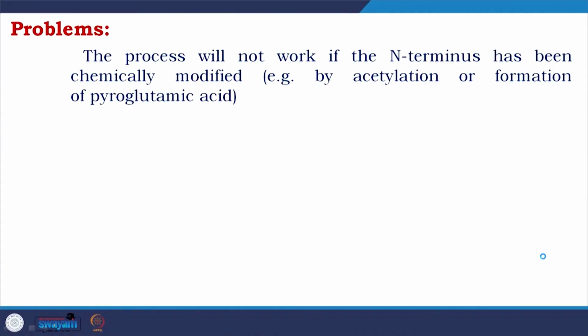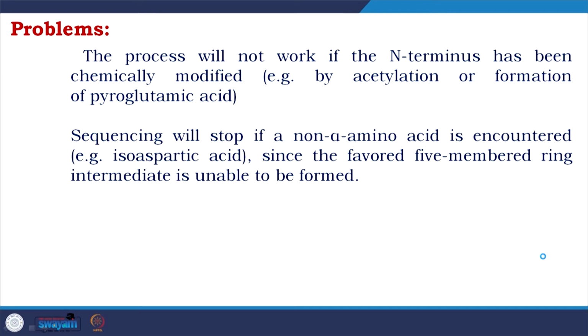So, you could do that one by one. That is the beauty of the method. But it has a lot of problems. This process will not work if the N terminus has been chemically modified, for example, acetylated or if pyroglutamic acid is there, any modification.